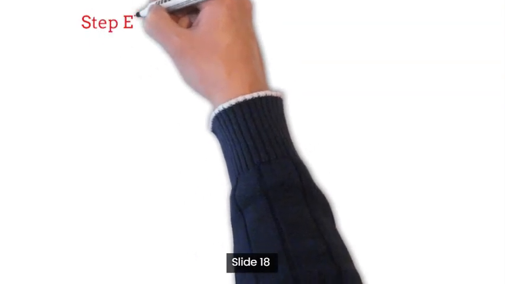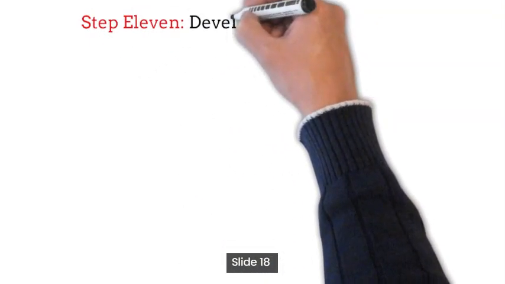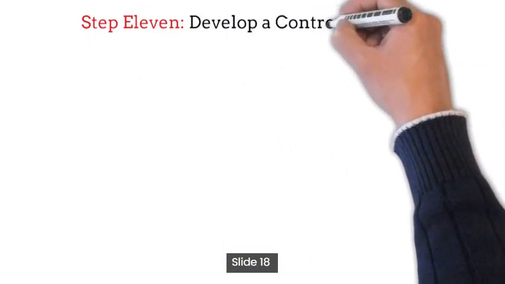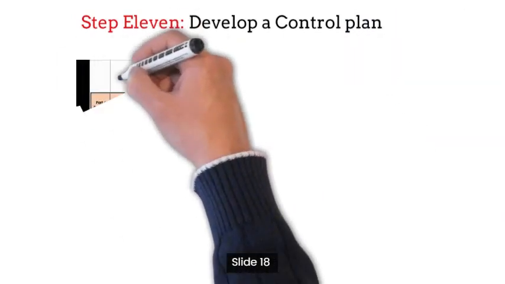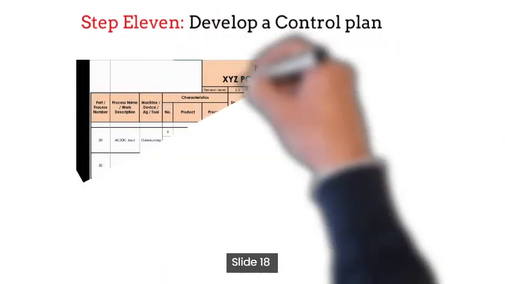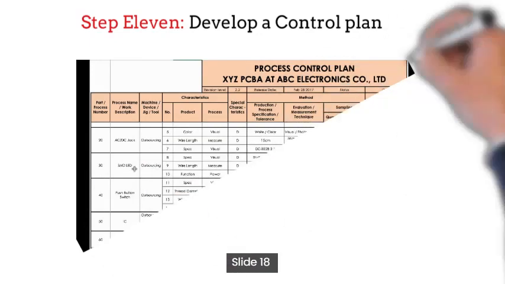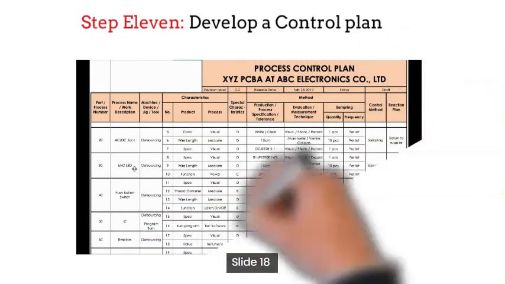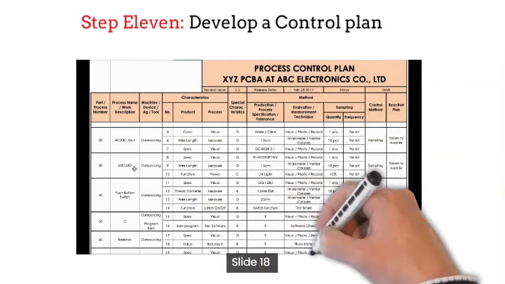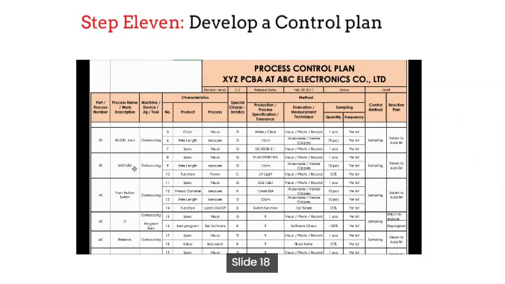Step 11. Develop a control plan. These CTQ, 20% of characteristics, are assessed for sampling size calculations, SPC to be applied, verification and validation, capability studies and MSA requirements, all of which are to be documented in a control plan for both in-house production and suppliers.